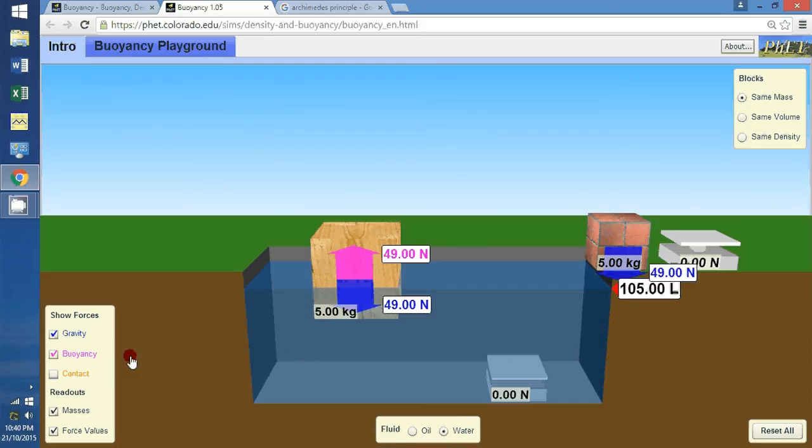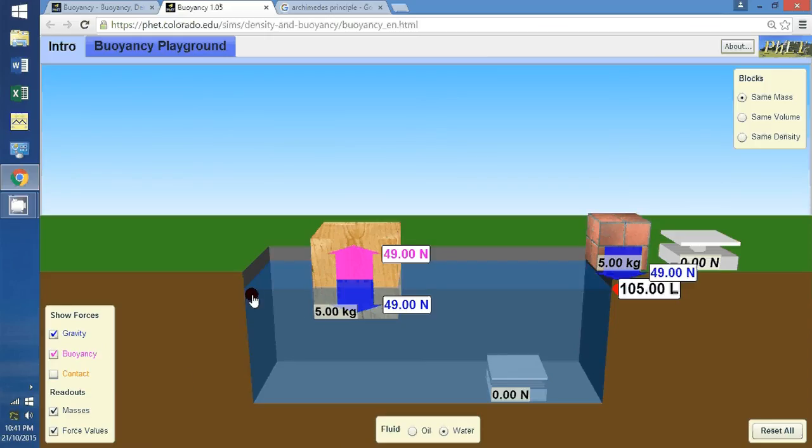Through that you can see clearly how the buoyant force is acting, and see how Archimedes' principle is at play in real life.